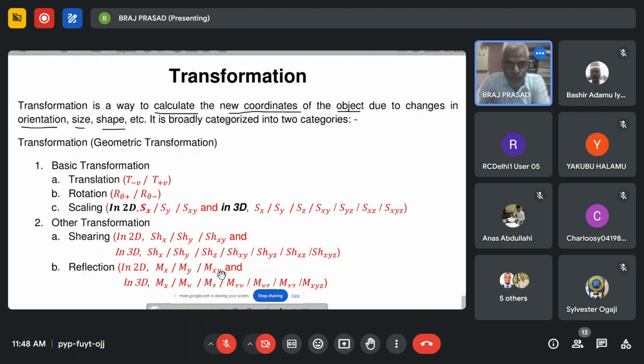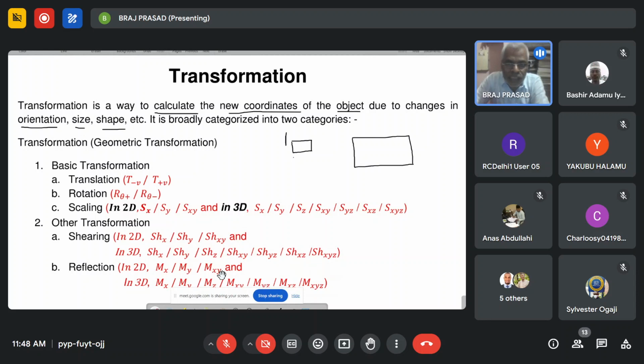It is categorized into different forms. So size means, suppose our rectangle is this one. This is our original rectangle. If we double the size, then the length will be double and the width will also be double. So we get this rectangle.